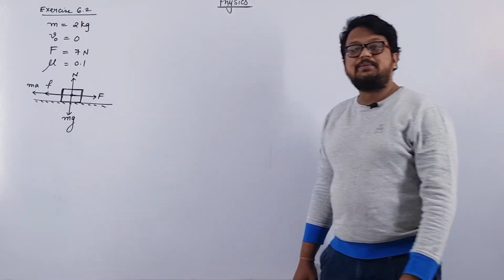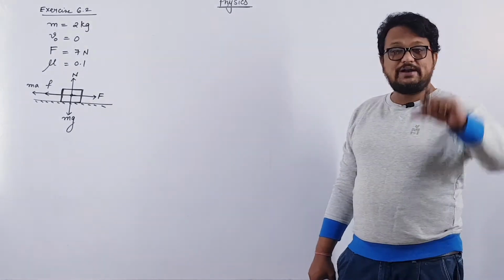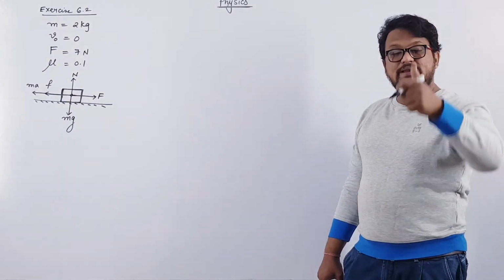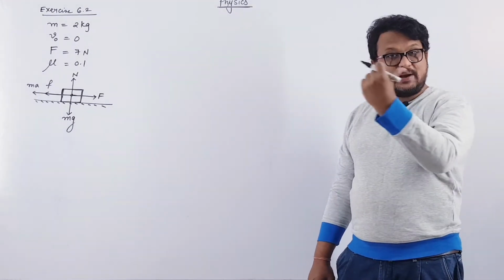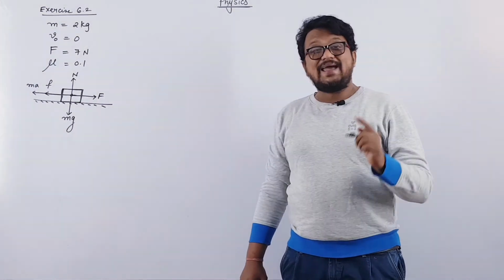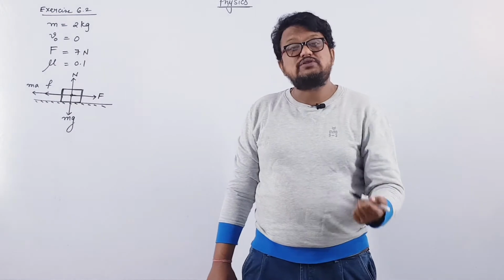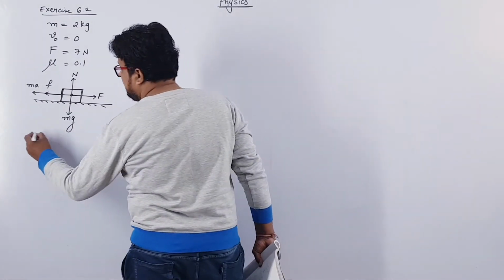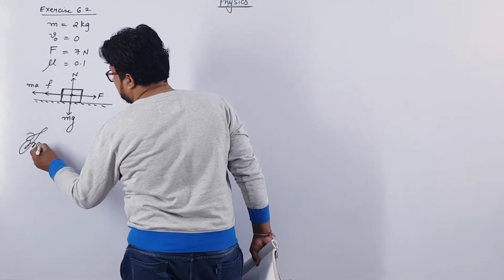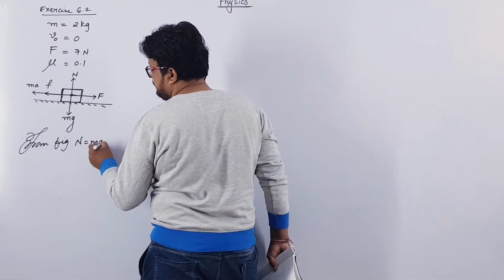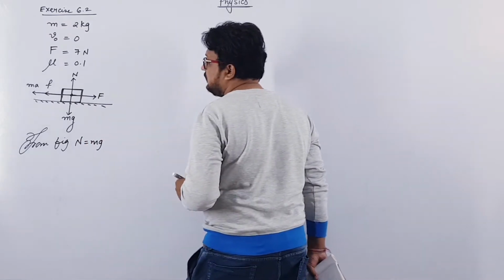If a block is kept on a surface, then its weight mg will act in the downward direction. The normal reaction force will act in the upward direction. If the body is moving in this direction, the applied force is in this direction, but the pseudo force will be in the opposite direction, as well as the frictional force acting on the body. So here we can definitely say that from the figure, N will be equal to mg.